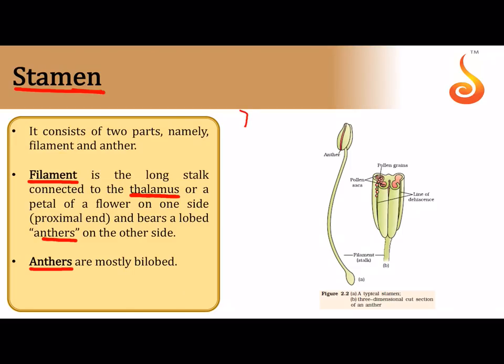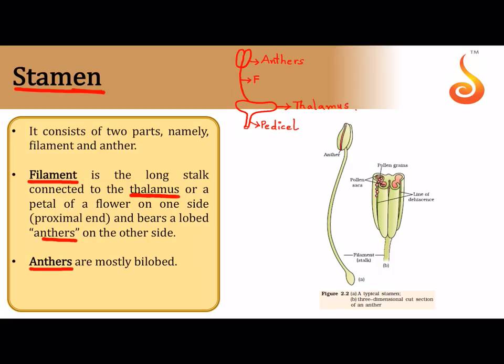Now if you say that this is the flower, the expanded part of the flower that is above the stalk is referred to as the thalamus, and it is to this that the filament of the stamen is attached. So this is the long stalk, which is the filament, and these bilobed structures are nothing but the anthers. And what is this expanded part at the base of the flower on which all the parts are situated? This is referred to as the thalamus or the receptacle. Alright, and this is the stalk of the flower. And what do you call the stalk of the flower? The stalk of the flower is referred to as the pedicel.